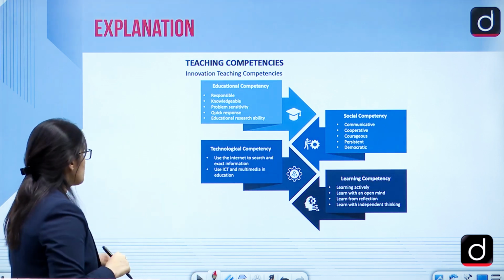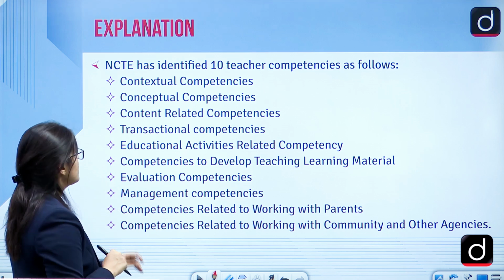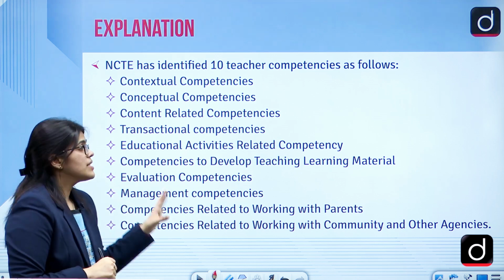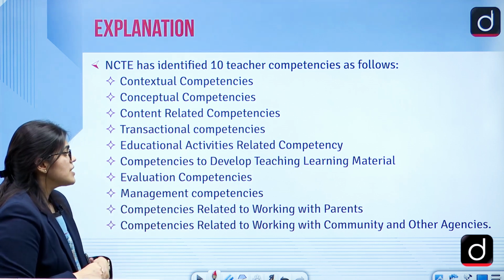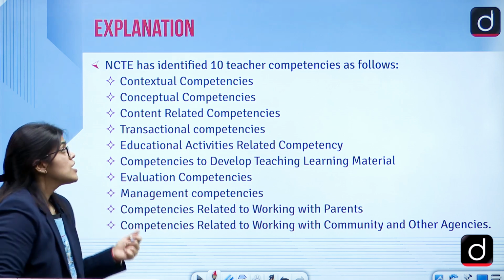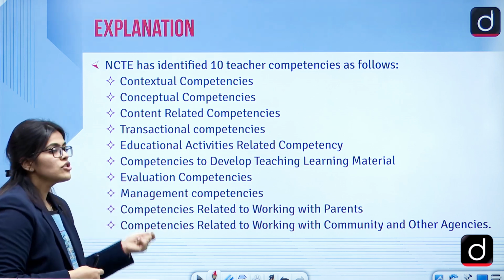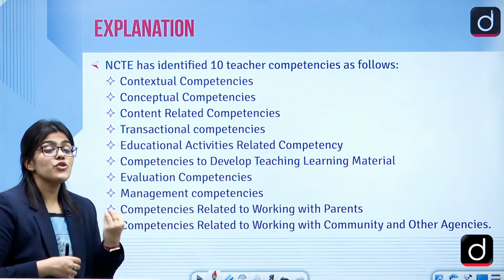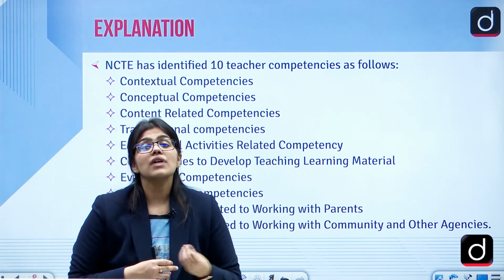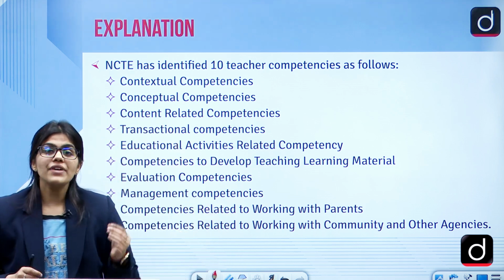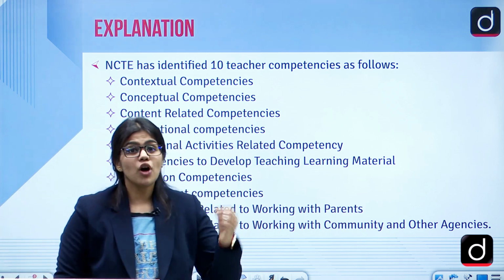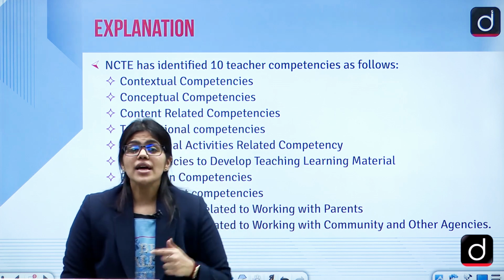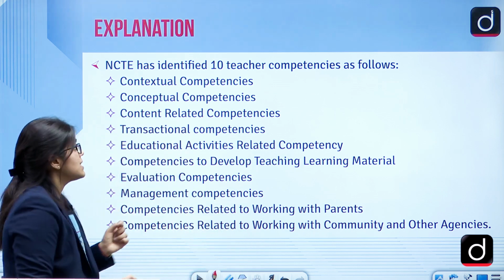Then there are other competencies. I will show you with this picture that I have written, and things would be more clear. There are about 10 teaching competencies given by NCTE. Now your homework is to write down the full form of NCTE, and I will surely check it in the comment section. Write down the full form of NCTE.